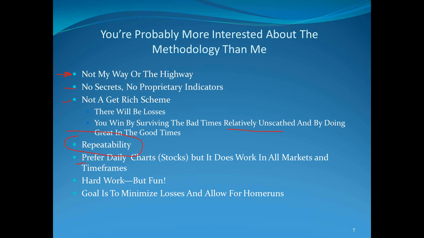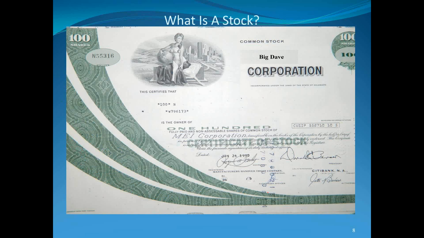It can be hard work, but for me, it's a lot of fun. The core methodology, which we're going to work on today, I like to look at a couple thousand charts every night. For me, it's like being on a treasure hunt. I get a big cup of coffee, and it's a lot of fun. And the goal is to minimize losses and allow for the occasional home runs. And that outlier, or those home runs, are very important. And we'll talk about that in a few minutes.